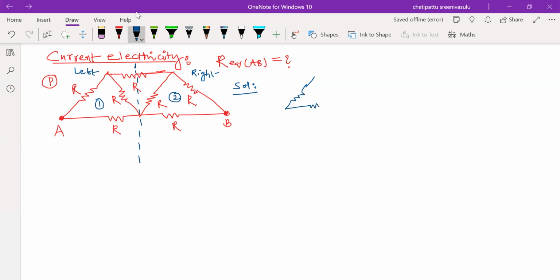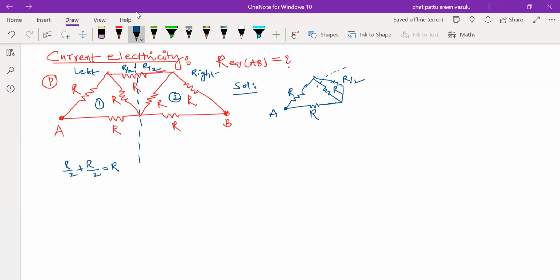This is one resistor, this is another resistor. This is R, this is R, this is R. I am taking the left side portion. This is R by 2, this is R by 2. I am making two parts. If we add this R by 2 plus R by 2 in series combination, you get R. So this portion, you can take the resistance like this. This is R by 2.